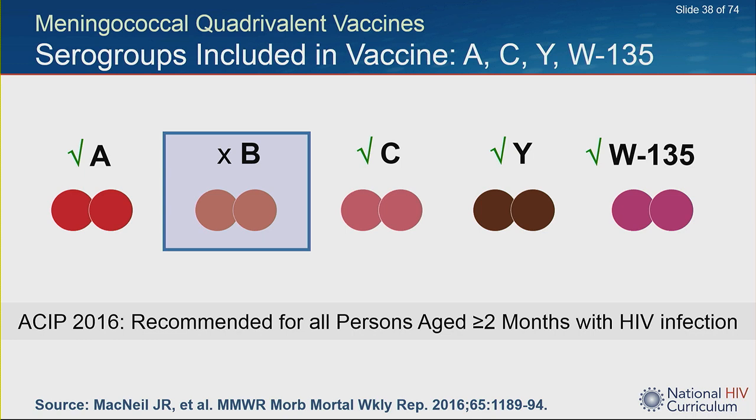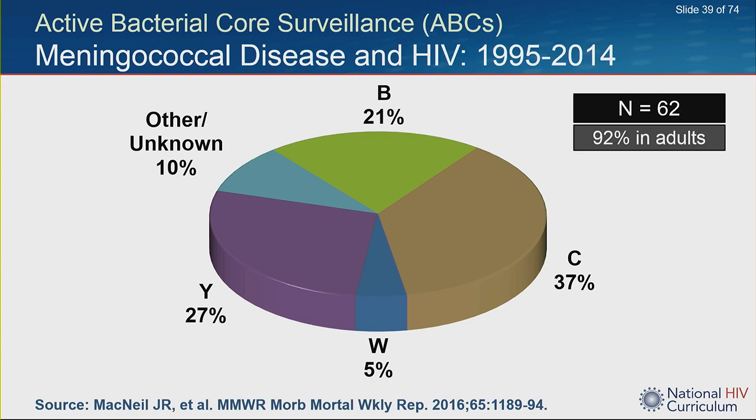And this was a recommendation that came out basically about a year ago. Now, why did this recommendation come out? There wasn't a lot of real cutting-edge new data, but there was an accumulation of data that led to this recommendation. There are some data from about a 20-year period looking at cases of meningococcal disease in people with HIV.